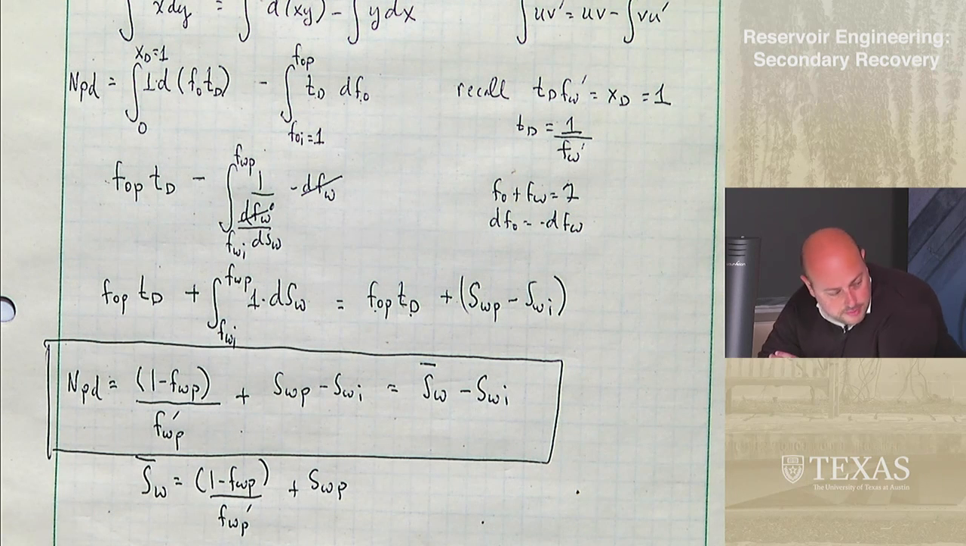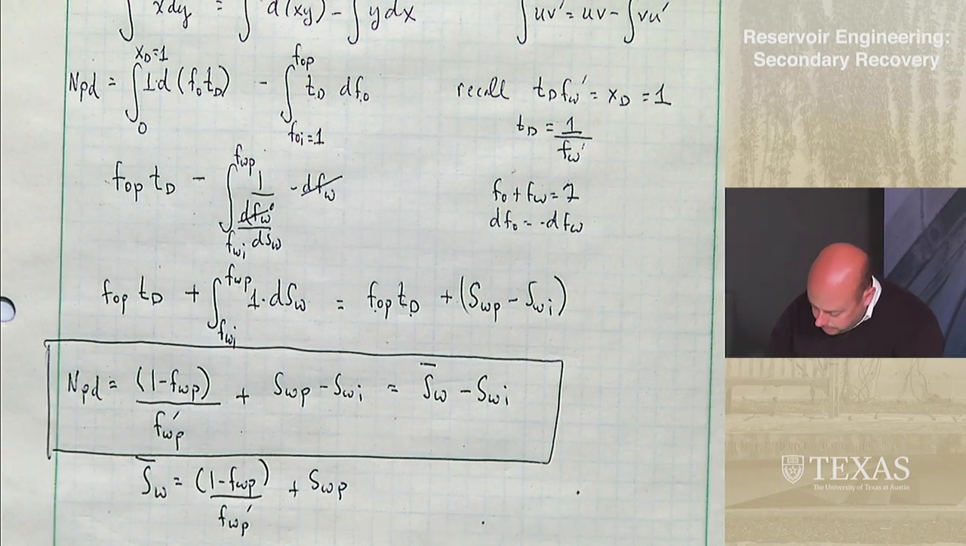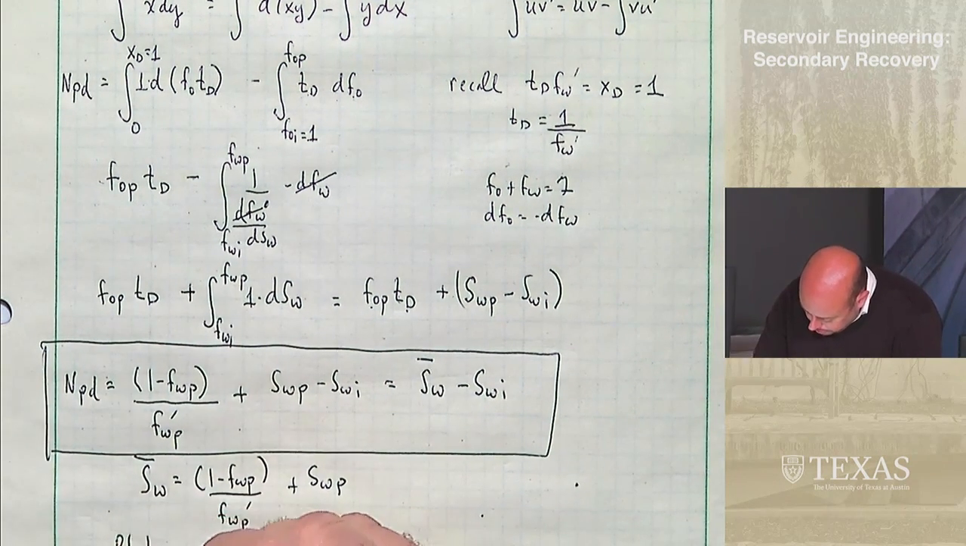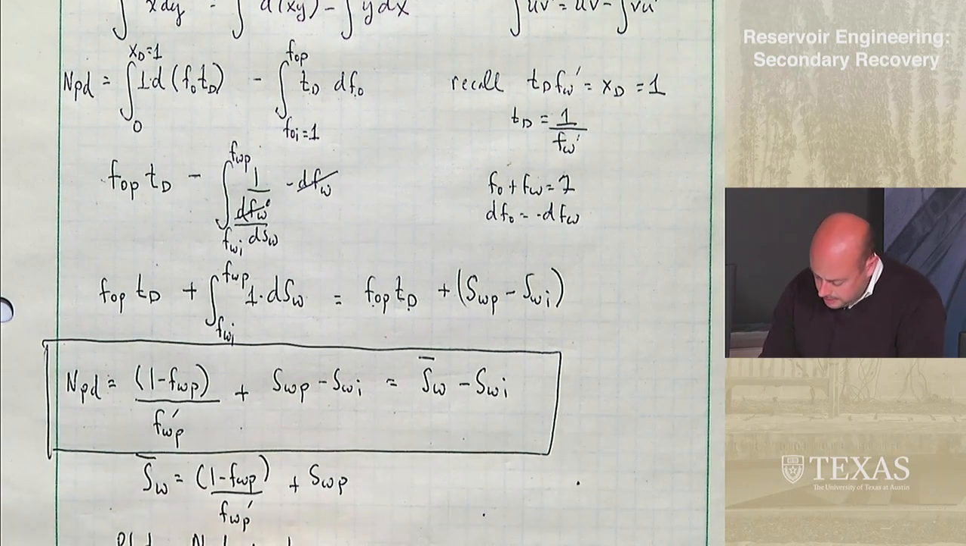And so what are our steps here? So what do we do here? Okay, we want to make a plot. So I'll say plot NPD versus TD. How do we do that?